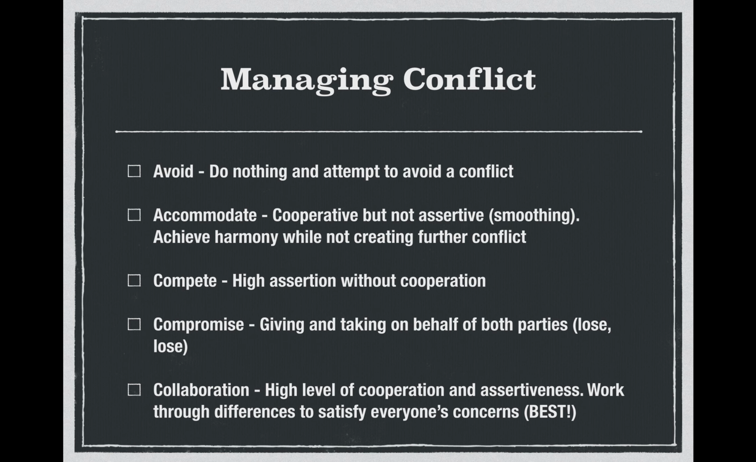So let's talk about some of the different ways that you can manage conflict. So the first one is avoid, and that means you have conflict and you just do nothing about it. You want to ignore it, you hope that it goes away. Not always the best way to deal with conflict. The next is accommodate. So that means you're cooperative, but you're not assertive, which means, hey, I'm just going to do what you want to calm you down, but I'm not really going to assert myself even though your behavior isn't really appropriate or this isn't the right solution. So again, you want to achieve harmony while not creating further conflict.